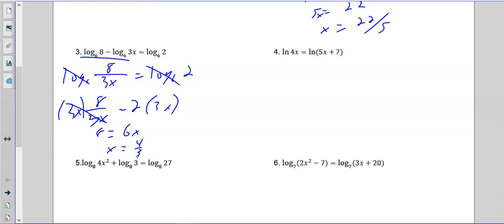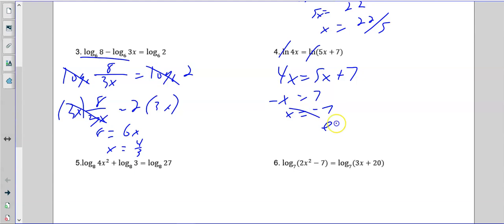ln works the same way. So we have ln on both sides. We simply just cross that out. 4x equals 5x plus 7. Subtract x. We get negative x equals 7. X equals negative 7. But if we plug that in, and we should always be checking these answers, they've all worked so far, but this is extraneous. It does not work.